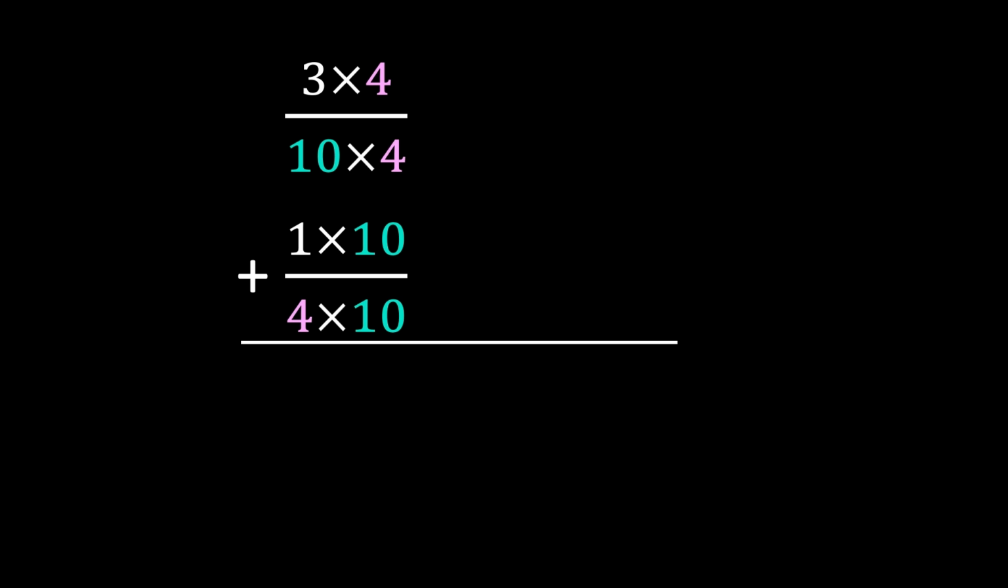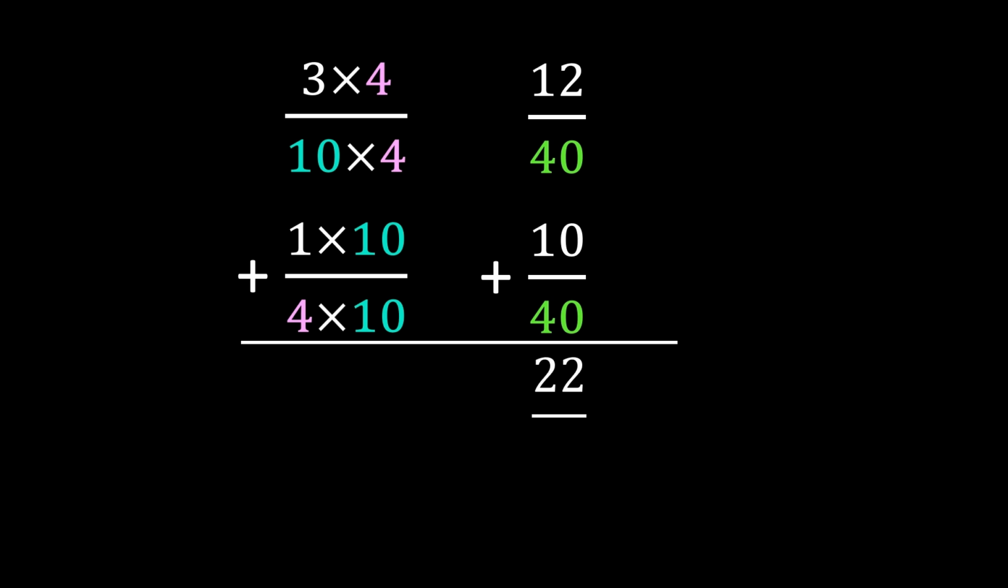So now to create my equivalent fractions, I have 3 times 4, which is 12, and 10 times 4 gives me that common denominator of 40. Then looking at my other fraction, I have 1 times 10, which is 10, and 4 times 10 is the common denominator of 40. Now I'm ready to add, and I'm going to start by adding my numerators, 12 plus 10. 12 plus 10 is 22, and my denominator of 40 remains the same.